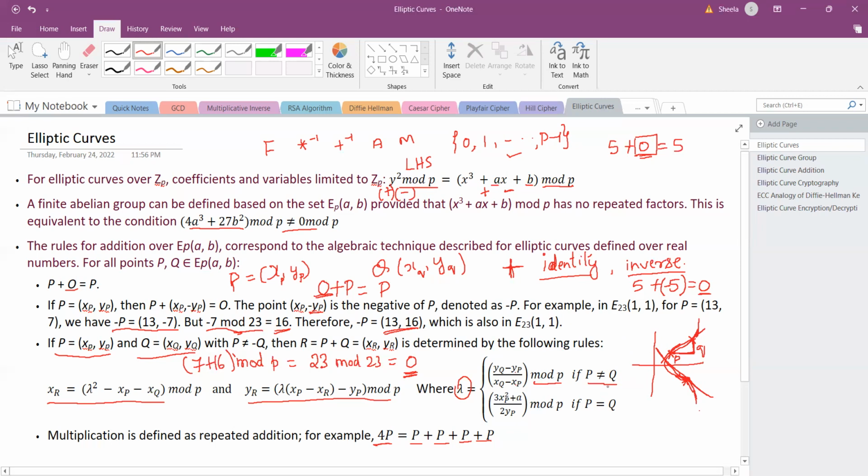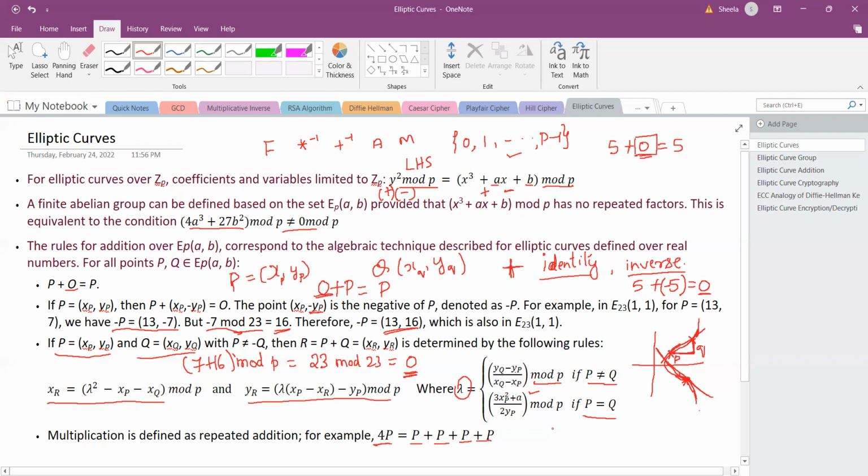So if I want to add a point to itself, in that case I'll consider P equal to Q, and then I have to consider the tangent expression. The tangent expression is defined as 3 x_P squared plus a, divided by 2 y_P. Now I'm going to substitute the x coordinate and y coordinate values of P into this expression and compute the value. Here also we are not supposed to do actual division. We have to consider the multiplicative inverse.